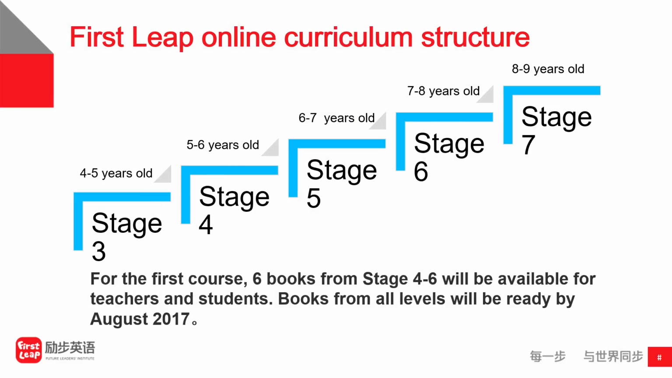First Leap's online curriculum structure is divided into stages. So we have stage 3, 4, 5, 6, and 7. Each stage is geared towards a specific age level or range, and our students' ages will range from 4 years old to 9 years old. For the first course, 6 books from stages 4 through 6 will be available for students and teachers, and by the end of August 2017, books from all levels will be ready.